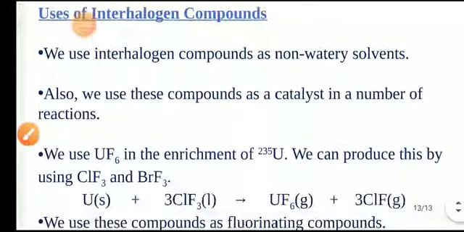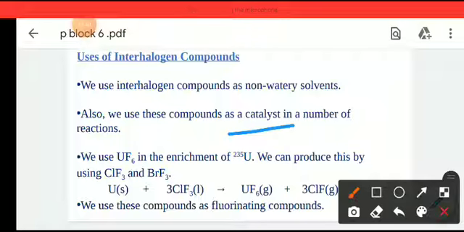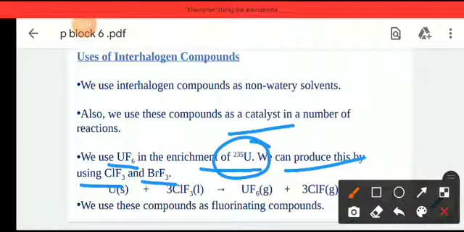And this last topic is uses of interhalogen compounds. Interhalogen compounds can be used as non-aqueous solvents. They can also be used as catalysts in a number of reactions. UF6, used in the enrichment of uranium-235 for reactors, can be produced using ClF3 or BrF3. Similarly, we use these compounds as fluorinating agents as well.